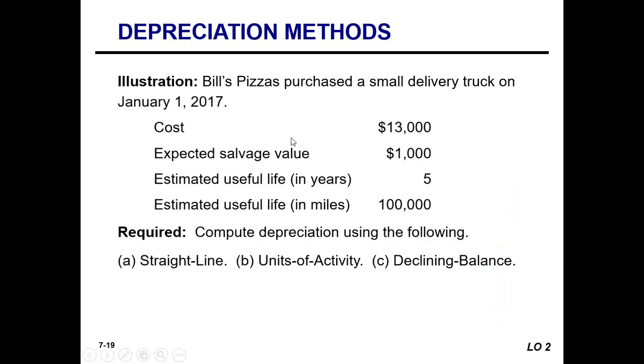So let's look at this. Let's first say Bill's Pizza bought a delivery truck, $13,000, expected salvage value of $1,000, life of 5 years, or useful life of 100,000 miles. So we're going to look very quickly at computing depreciation. Remember, the one that we really want to look at is straight line. While we'll show you the other two, we're not going to spend a lot of time learning how to compute those.